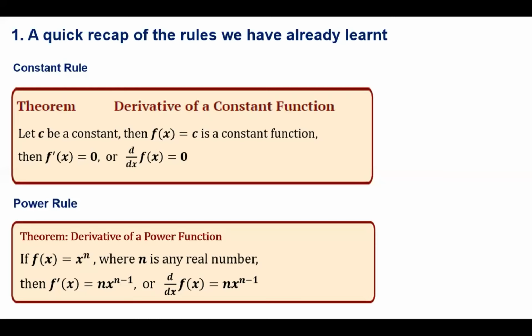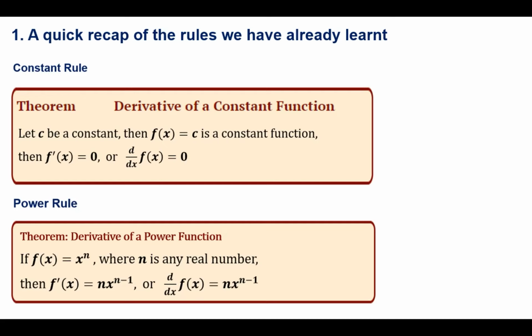First, let's give it a quick recap of the rules we have already learned. So in chapter 1, we have learned the constant rule and power rule, right? This constant rule states that if we let c be a constant, then f(x) equals c is a constant function, right? Then the derivative of a constant function is 0, which means the instantaneous rate of change is 0 everywhere.